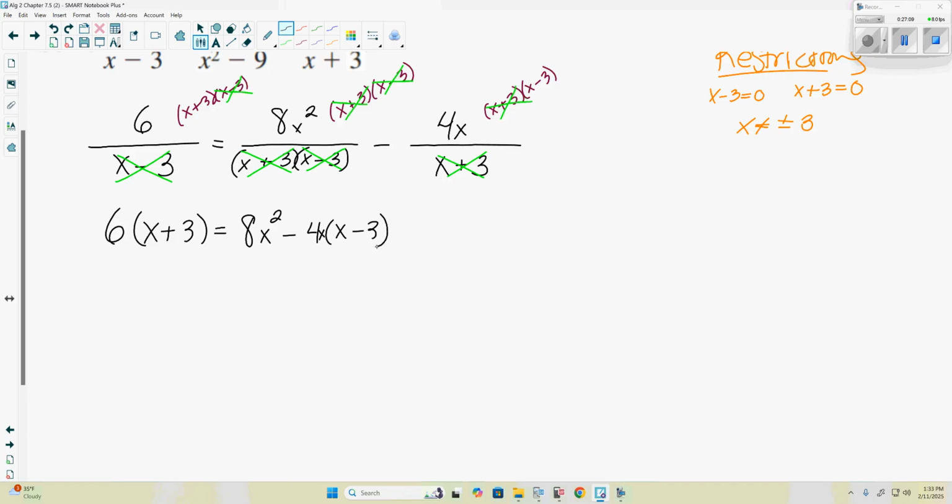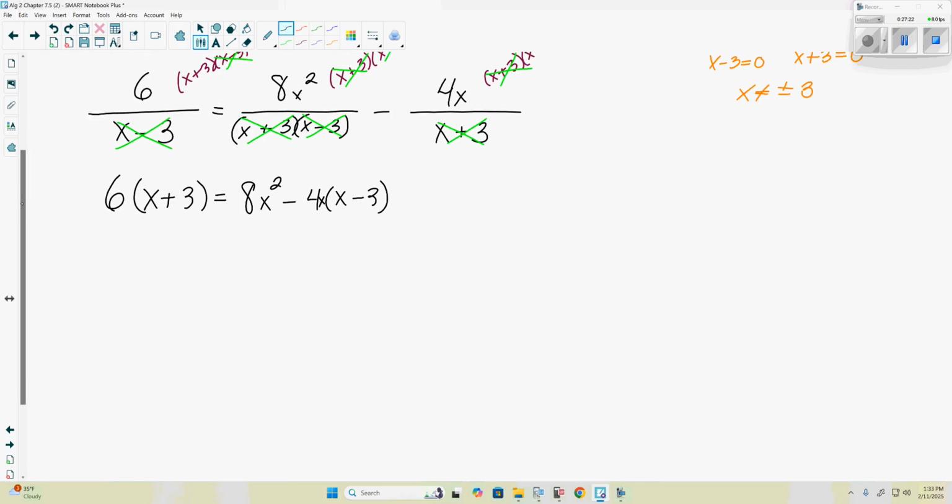So we multiplied through by the x plus 3 and x minus 3. We get this here, 6 times x plus 3 is equal to 8x squared minus 4x times x minus 3. Questions on how we got to this here?